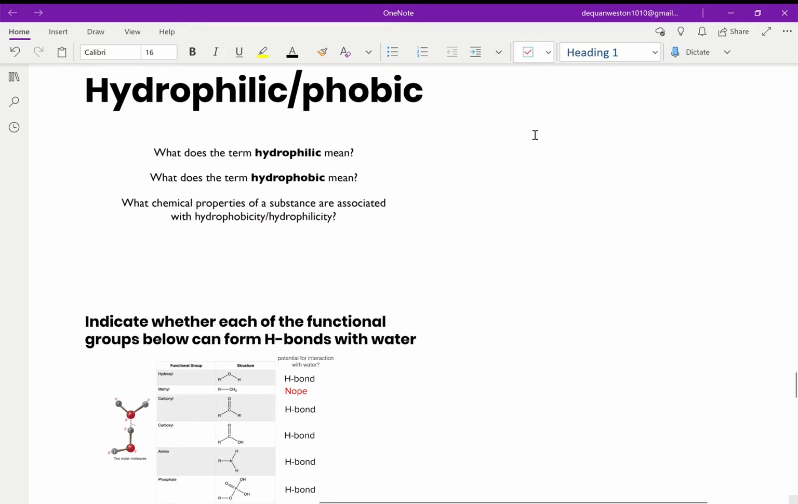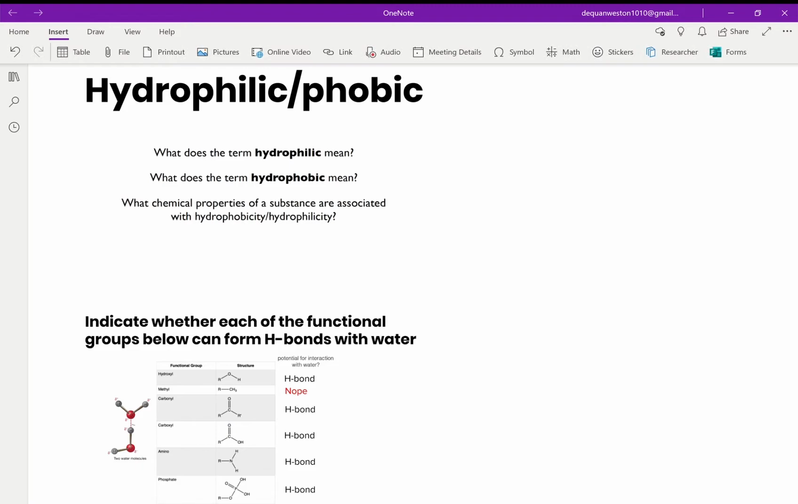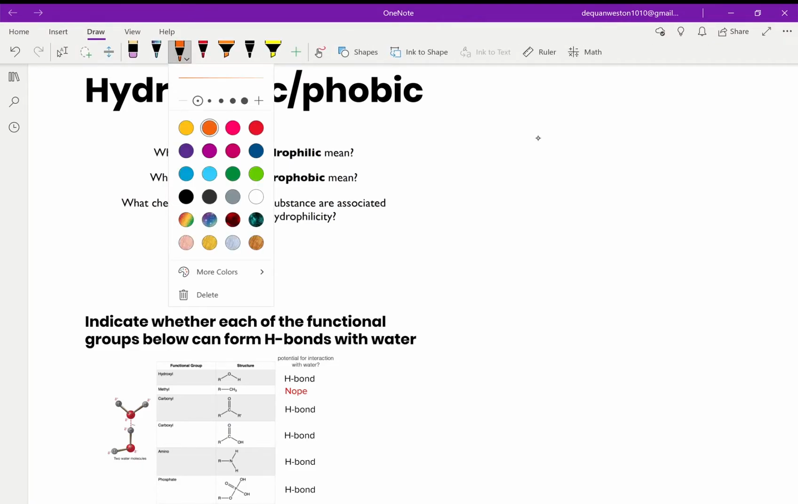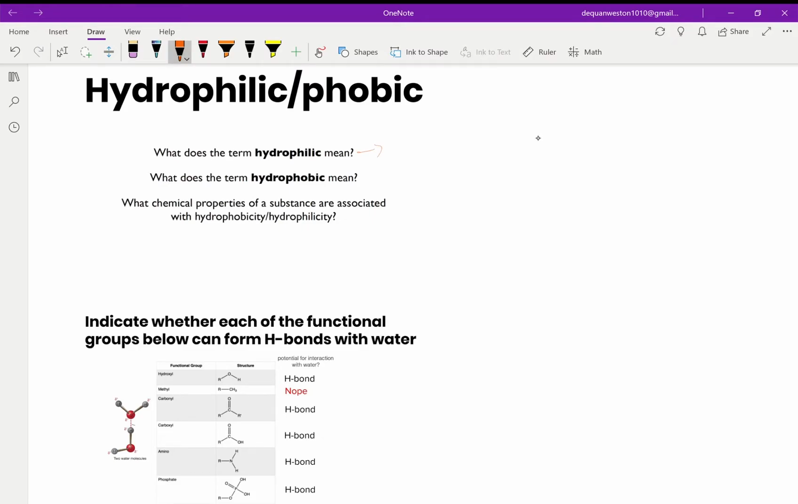So hydrophilic, hydrophobic. Just know that hydrophilic is water loving, hydrophobic is water fearing. Also know hydrophilic is polar, is soluble, and hydrophobic is nonpolar, insoluble. This is very important to know. This isn't the first time you guys are going to see this.